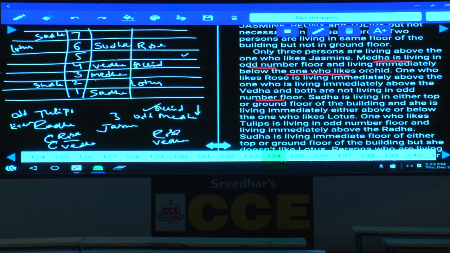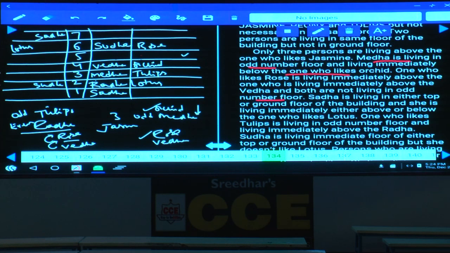Medha, who is living in an odd number floor, is living immediately below the one who likes orchid. We have taken this information, and odd and even, tulips and Radha. Now Radha is living in an even number floor. As Radha is living in an even number floor, only one person is staying there, so what is the possibility here? That person must stay on the 2nd floor only. That is the only even number floor which is left over. And this person is immediately below whom? Immediately below the one who likes tulips.